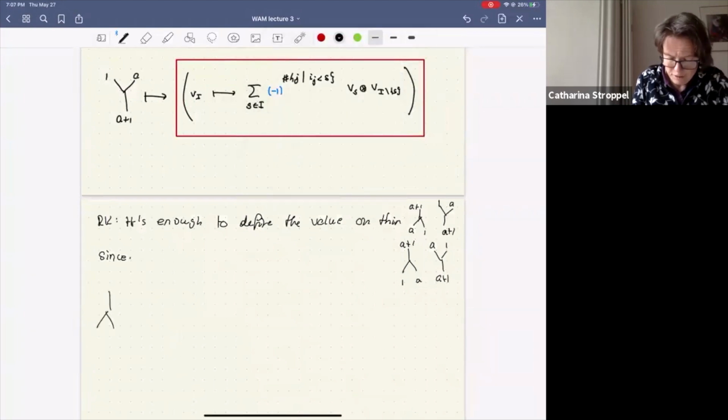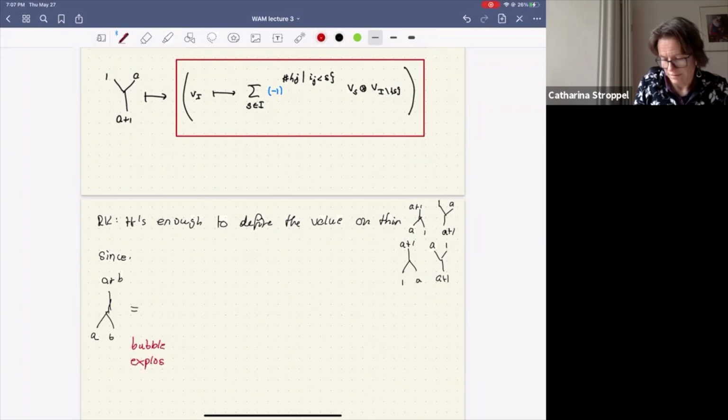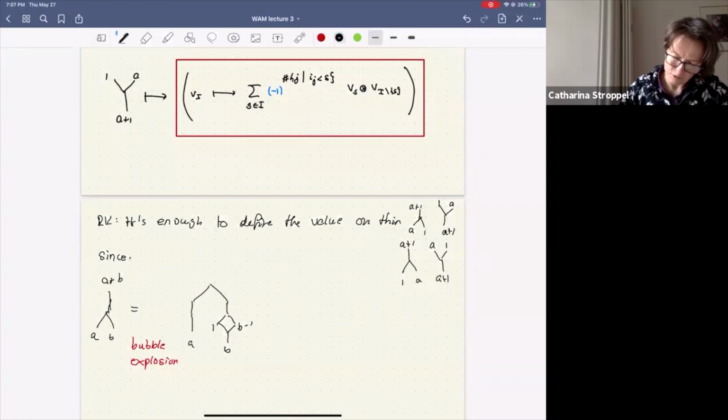If I have an arbitrary guy, A, B, A plus B, then what I can do is what I call the bubble explosion. The bubble explosion is the converse of bubble removing. So what I do is stupidly include a bubble here. The bubble is exploded. So I start from A and B, and then I have 1, B minus 1. And then I merge it, and I get A plus B.